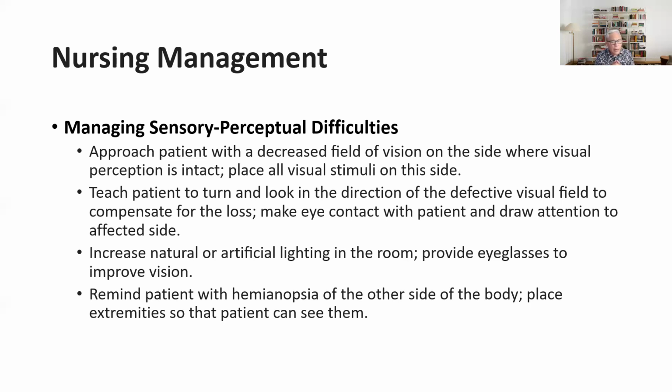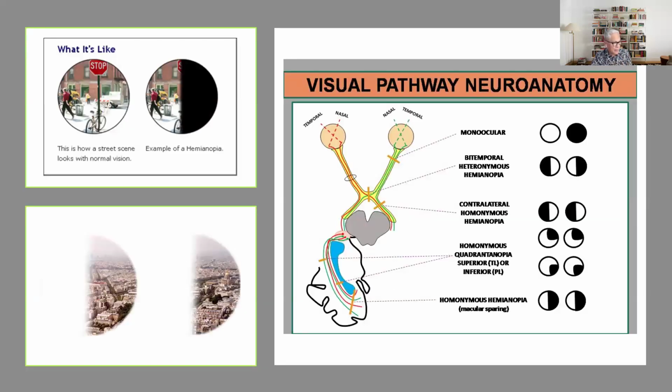Increase natural or artificial lighting in the room. If the patient wears eyeglasses, you need to make sure that they're wearing them to improve vision. And then, of course, remind the patient with hemianopsia of the other side of the body. Patients who have hemianopsia forget that they have another side, and therefore this is the reason why we want to remind them of the existence of the other side. So place the extremities so that the patient can see them, so that they know that they have another half of their body.